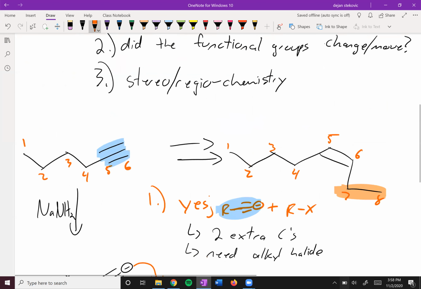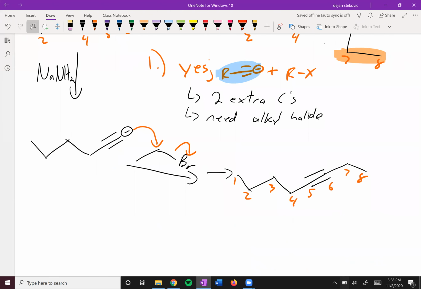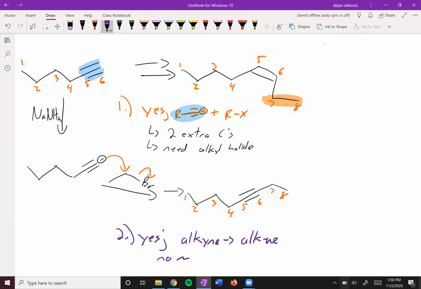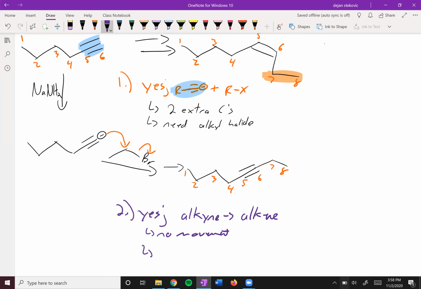We can ask some more of our questions, right? We've already taken care of the different number of carbons. Now we can think about the functional groups. Do the functional groups change? And the answer here is yes, they changed, but they didn't move, right? We went from an alkyne to an alkene. There's no movement. This is between the 5th and 6th carbon. This is between the 5th and 6th carbon. So we're not moving our functional groups. We're just changing them. And what we underwent here is reduction.